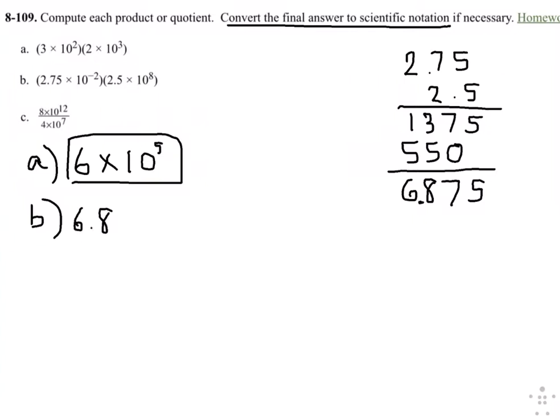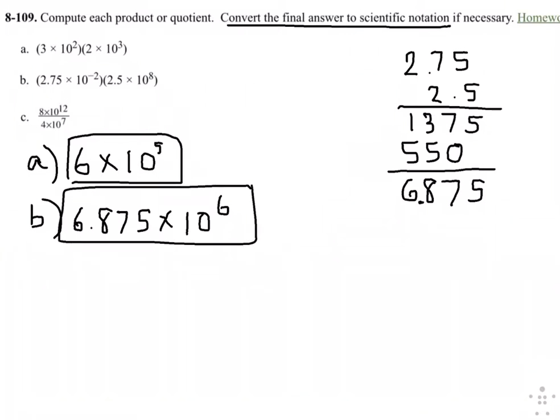So 6.875 times 10 to the, I have negative 2 plus 8. That's 6th. And then I look, and yes, this is in scientific notation, so we're done.